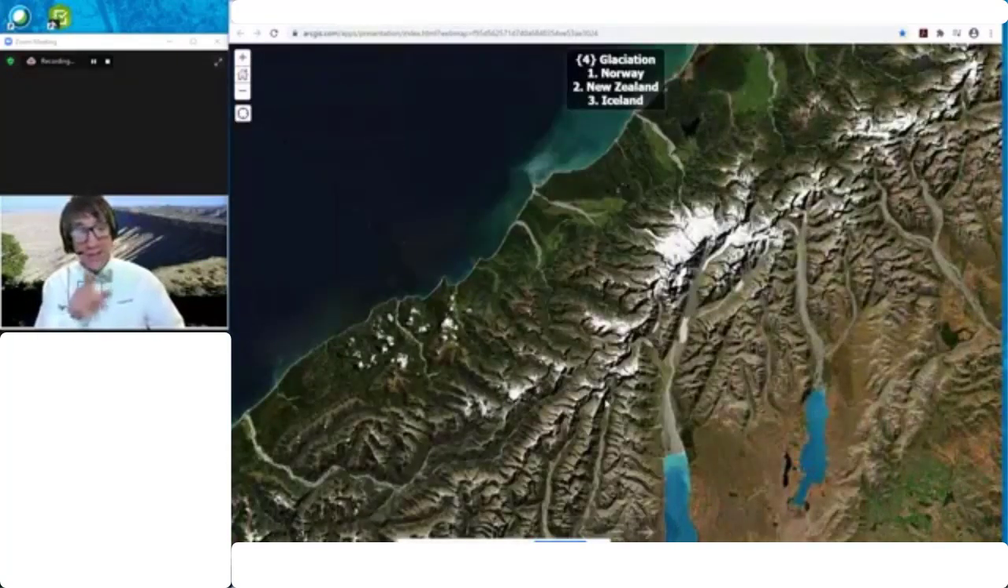Glaciation. This is a bit more challenging. I know I've got some high-end geospatial thinkers on the Facebook feed right now.